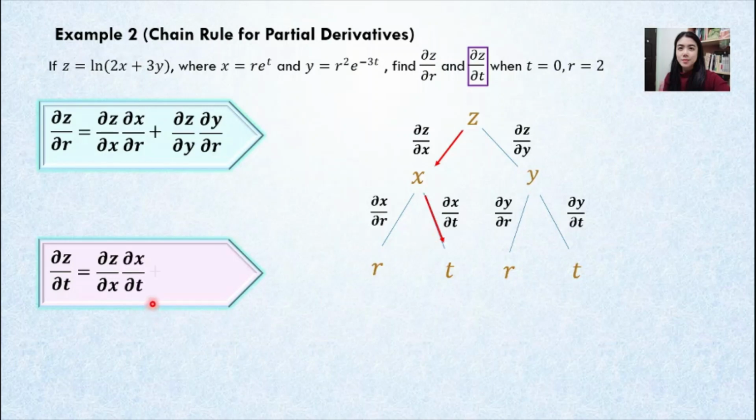Okay, plus another branch. Another branch that ends with the node t is this one. It begins with z and moves to y, and from y to t. Along the path, you can see ∂z/∂y and ∂y/∂t. So multiply both of them, which means you multiply ∂z/∂y with ∂y/∂t. So this is the formula for ∂z/∂t.